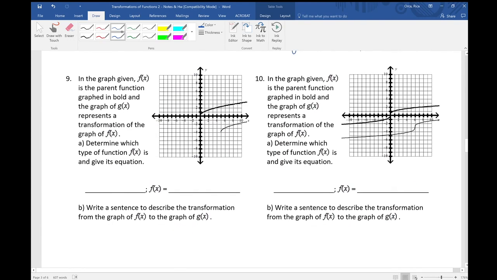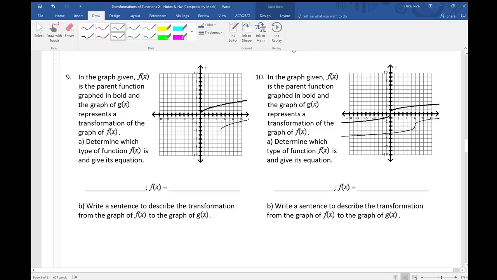Let's move on. In the graph, f of x is the parent function graphed in bold, and the graph of g of x represents a transformation of the graph of f of x.